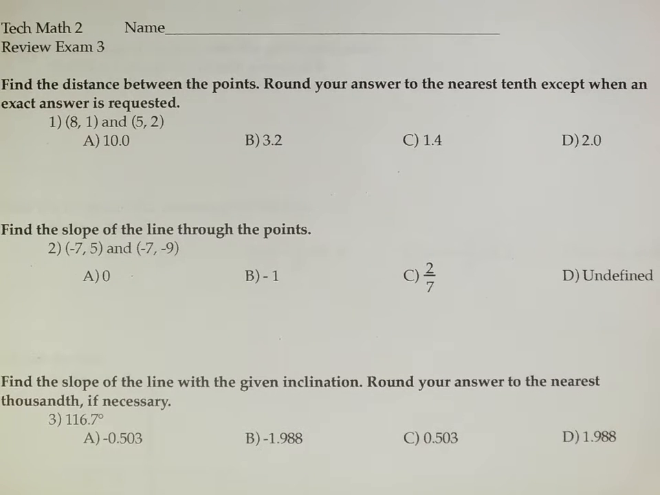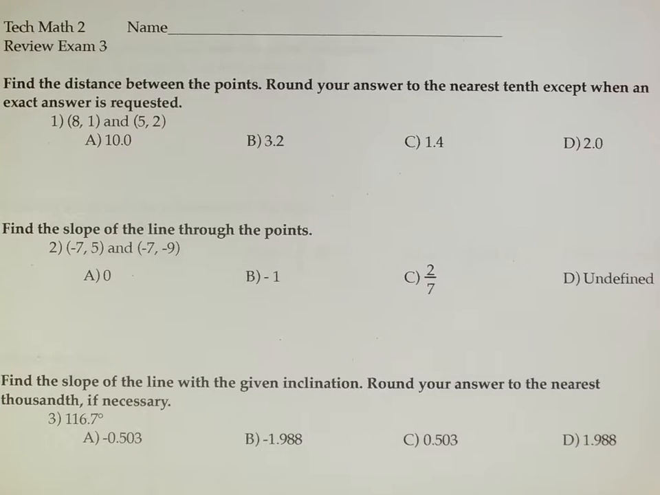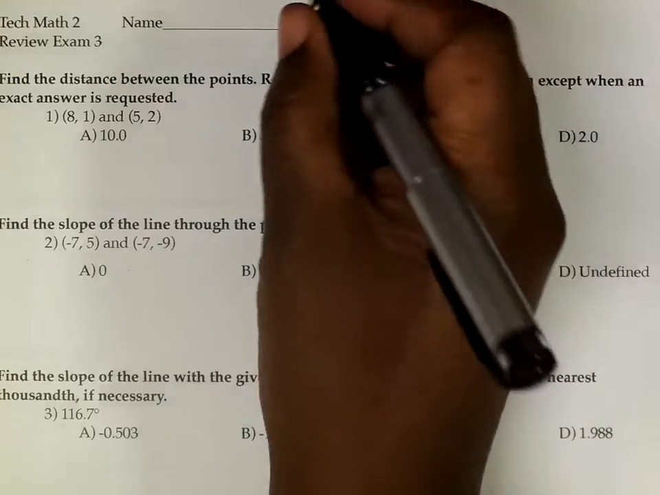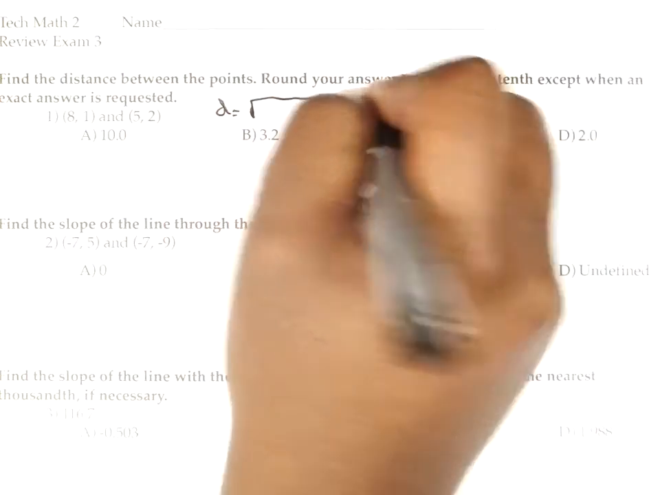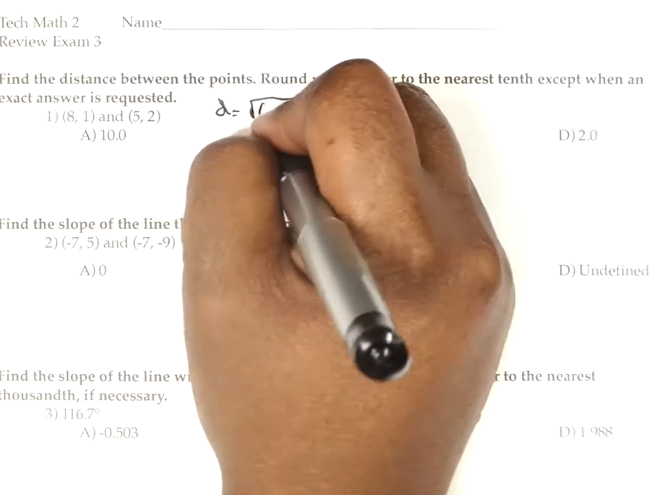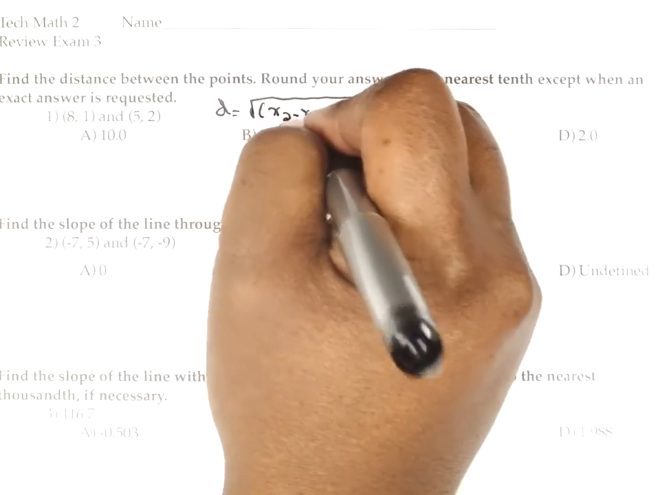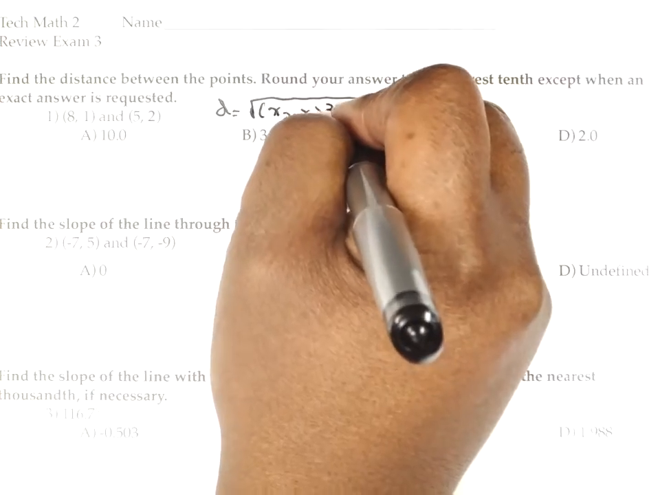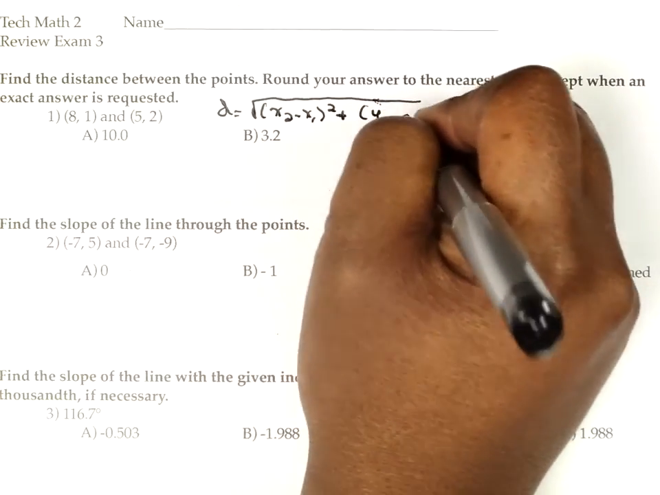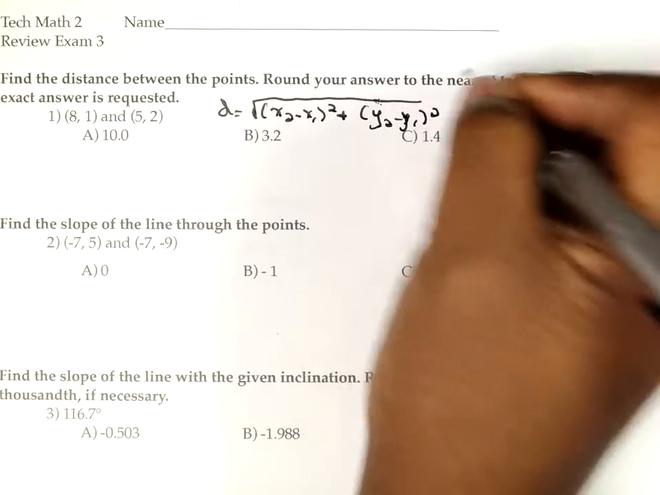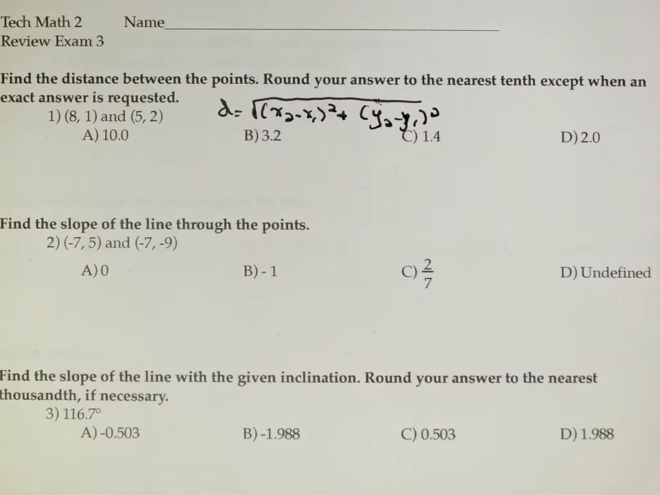So this is a review for exam 3 that's posted in Blackboard. The first question is find the distance. So the distance formula is the square root of the x variables squared and then the difference of the y variables squared. So x2 minus x1 squared plus y2 minus y1 squared.